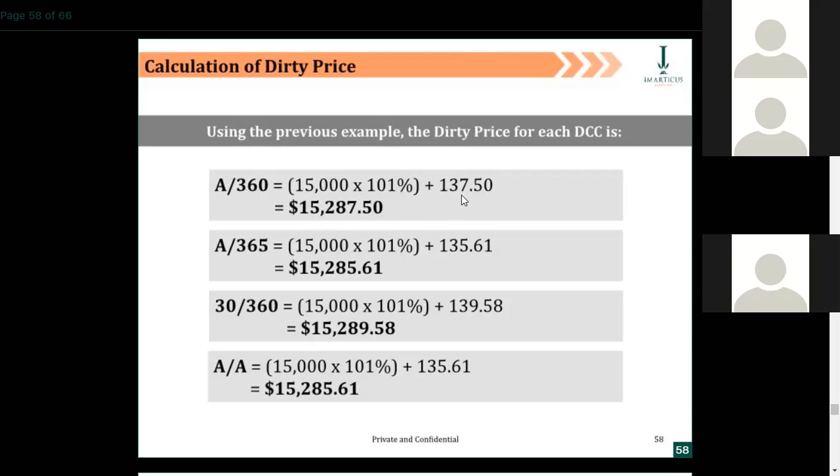With that you add this value of the accrued price, and you see the exact price of the bond is 15,287.50, right? Similarly, when you look from the other price point of view, then this amount will vary accordingly. Right? Any doubt here? Any question?